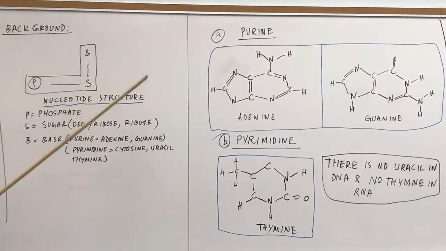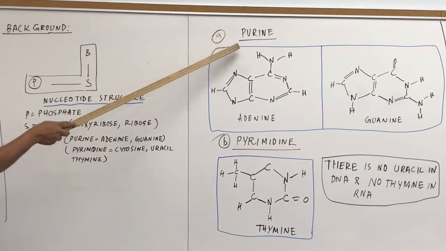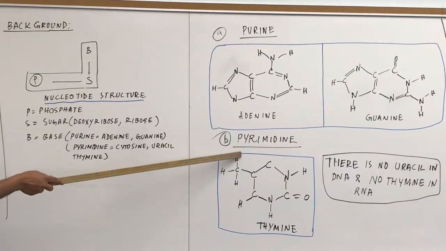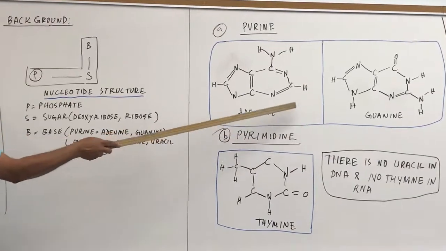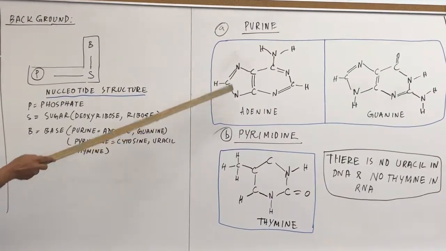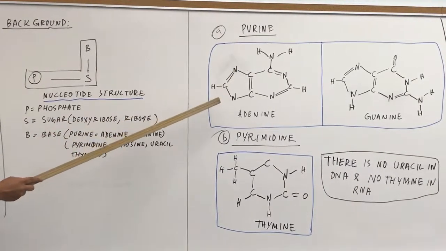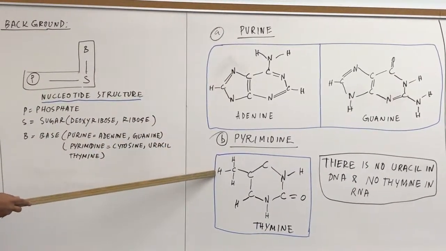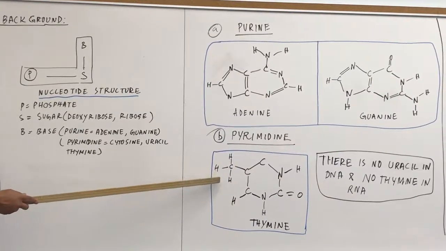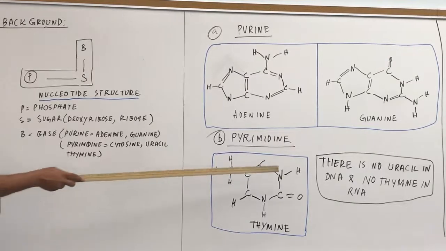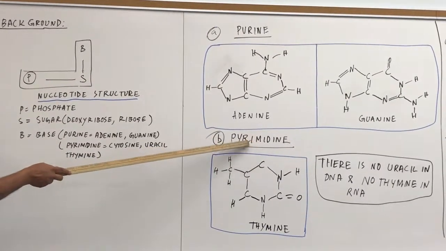The nitrogenous bases are divided into two groups according to their size: purines and pyrimidines. The large purines, adenine and guanine, differ from each other in their attached group, as do the three smaller pyrimidine nitrogenous bases: cytosine, uracil and thymine. There is no thymine in RNA and no uracil in DNA.